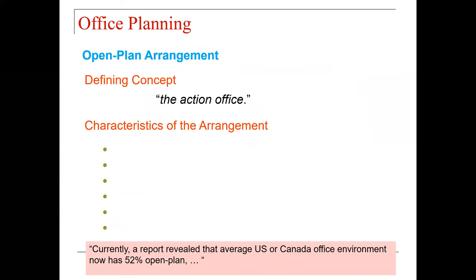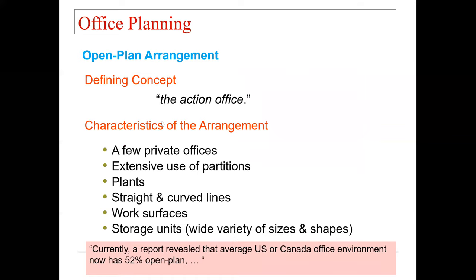The open plan arrangement, this is called the action office. Characteristics include a few private offices, extensive use of partitions, plants, straight and curved lines, work surfaces, storage units, and so on. Currently, a report revealed that the average US and Canada office environment now has 52% open plan.